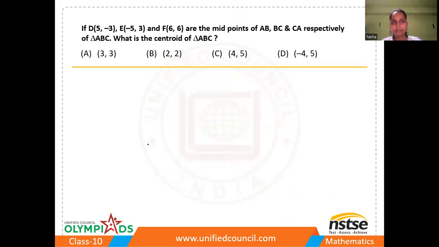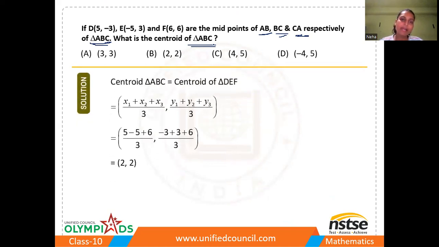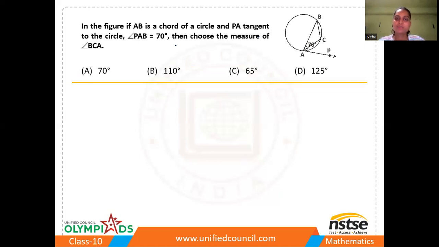This question is quite easy. If D, E, and F are the midpoints of AB, BC, and CA respectively of a triangle, then what is the centroid of the circle? So I think this question is quite easy. To find the centroid, you can directly write (x1 plus x2 plus x3) by 3, (y1 plus y2 plus y3) by 3. Add all the x coordinates divided by 3, add all the y coordinates divided by 3. Okay? So the coordinates are given. These are midpoints, but you can apply this thing with the midpoints also. So 5 minus 5 plus 6. Simple calculation is there and 2 comma 2. This is the answer. Okay, this question is quite simple.